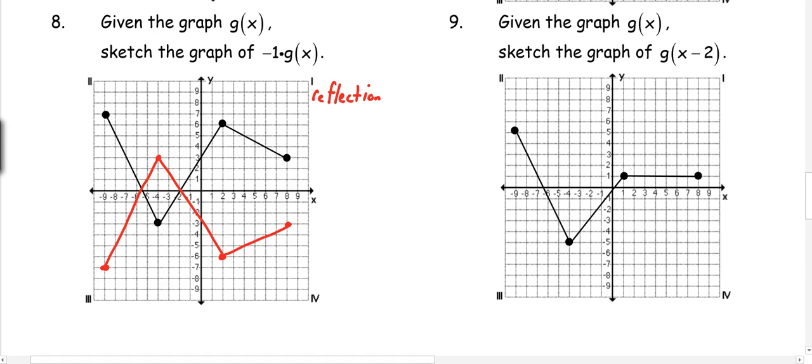Number 9, g of parentheses x minus 2. This means that I am moving right 2 because I'm just pulling the number out. So I'm going to count 2 to the right from each point. And then I can connect those to make my new graph.